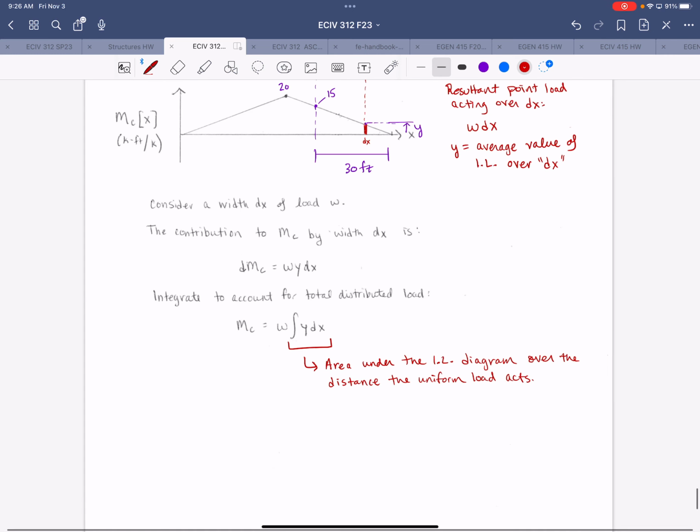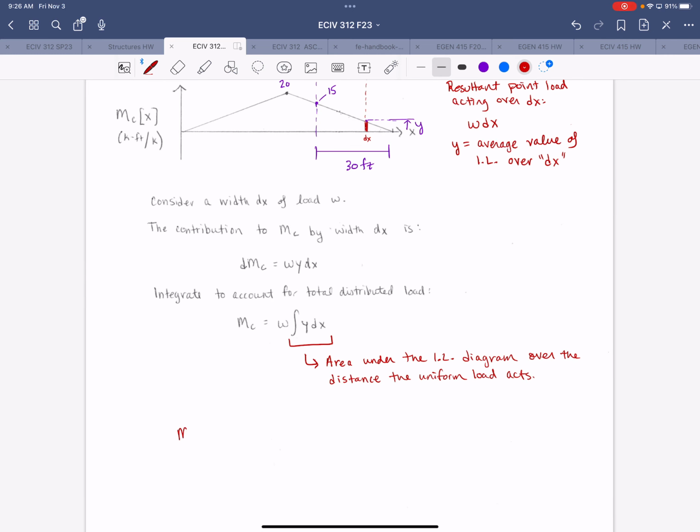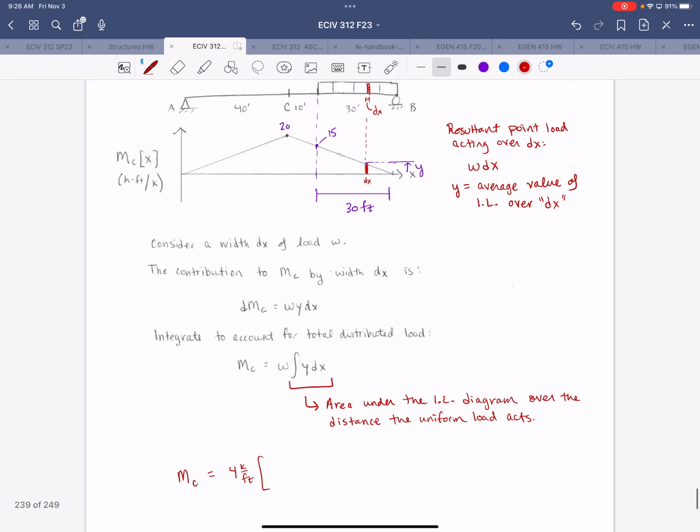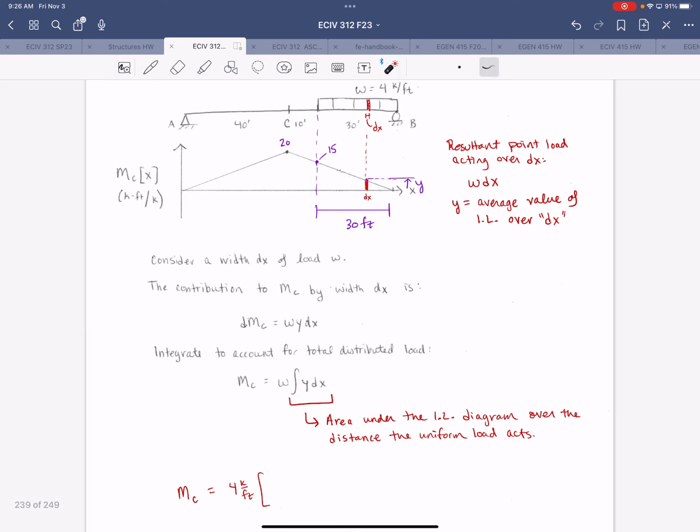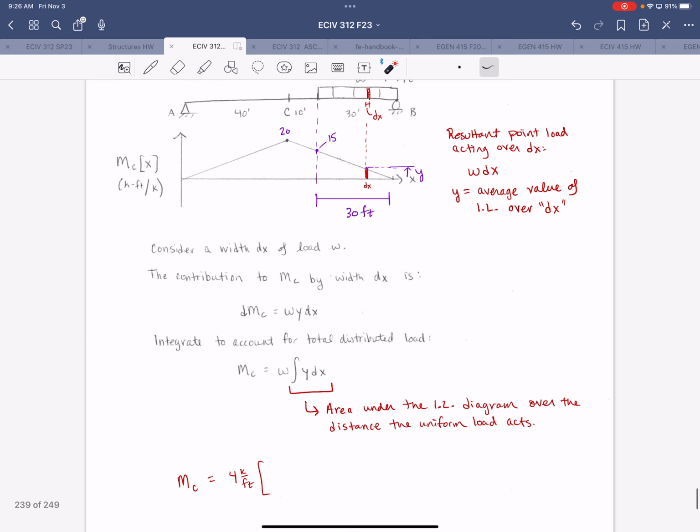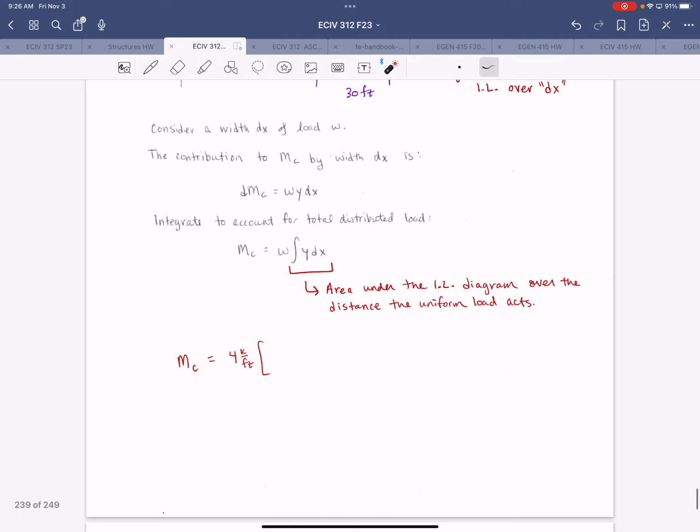So for this particular example, we could calculate the moment at C. The value of the uniform load, W, is given as 4 kips per foot. And then, since that integral is just the area of the influence line, that's just a triangle. So for determinate structures, our influence lines will always be constructed of straight line segments. So that's the good news. The area under the influence line will always be easy to calculate. Meaning, even though we set up a calculus equation, you don't actually have to do calculus.